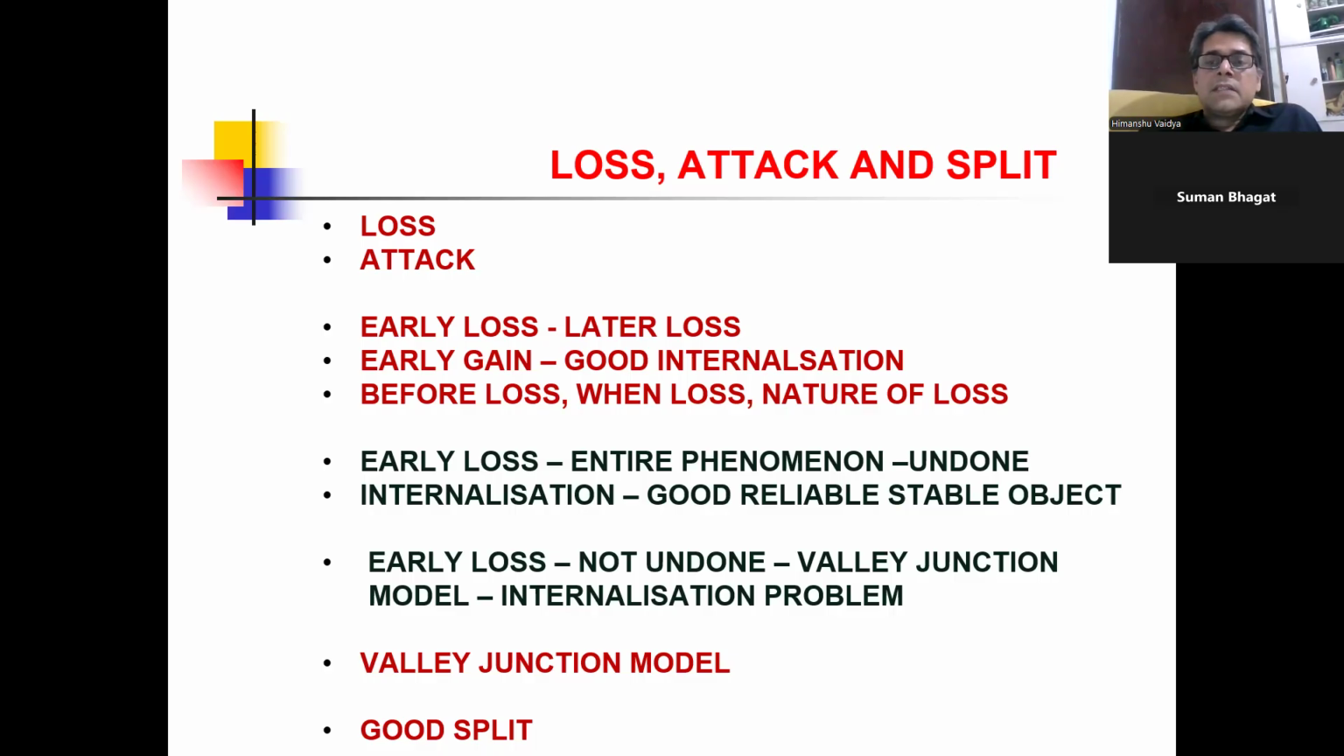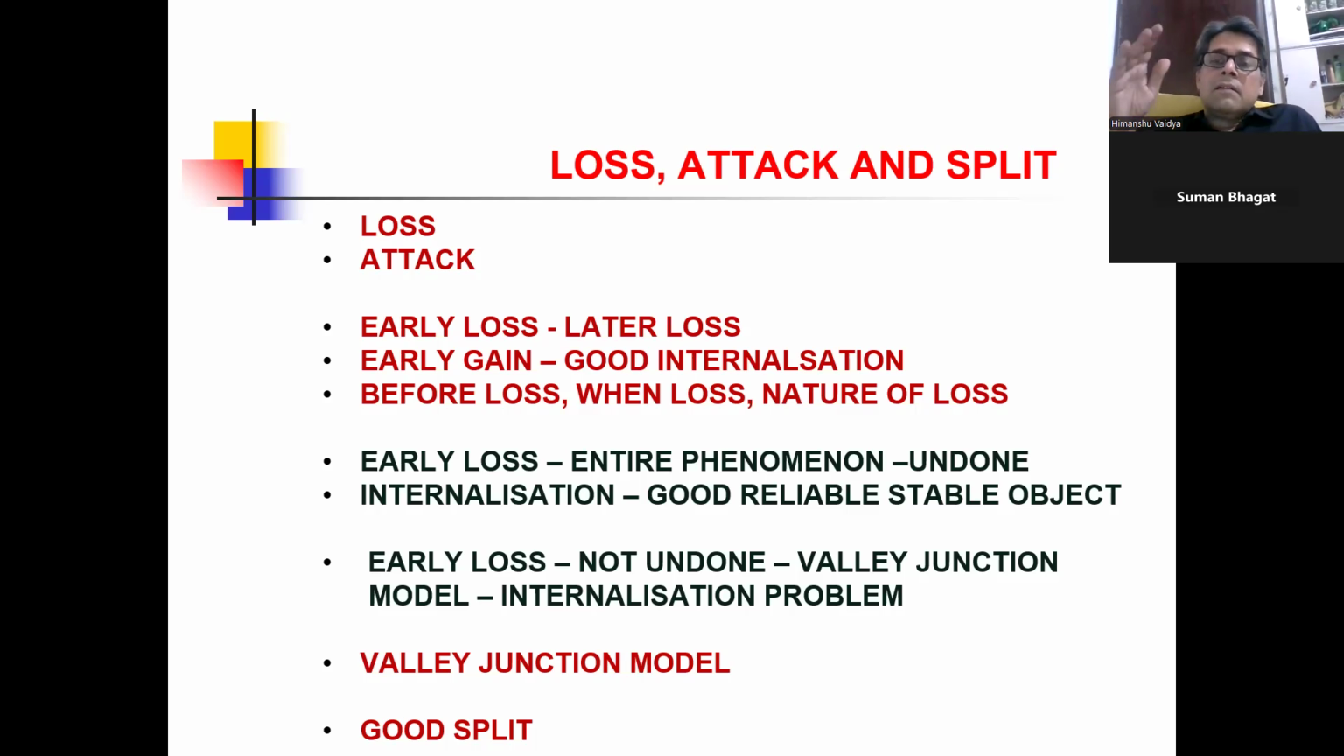This also leads us to the central point that the core of psychic health and even the biological health, to a great extent, is what is called internalization of a good, reliable, stable object. And this internalization has to further lead to creation of a good, reliable, stable object of our own. And this leads us to the model that I have created called the valley junction model.